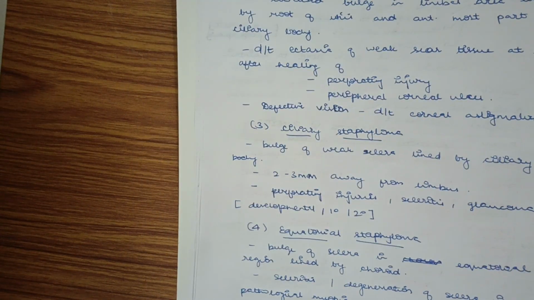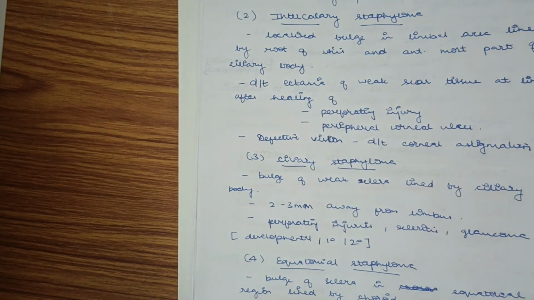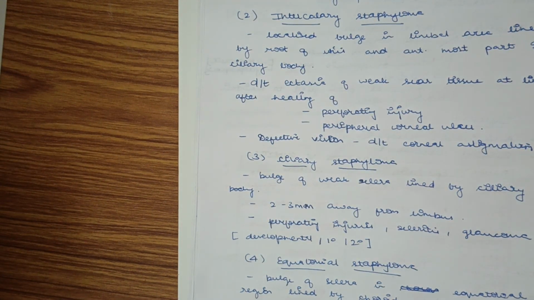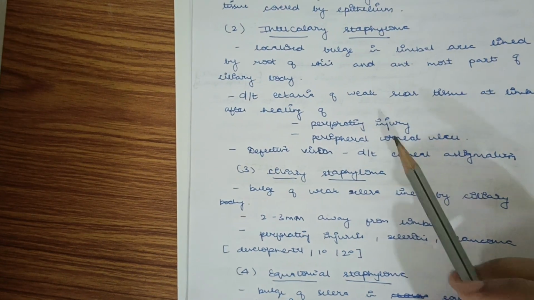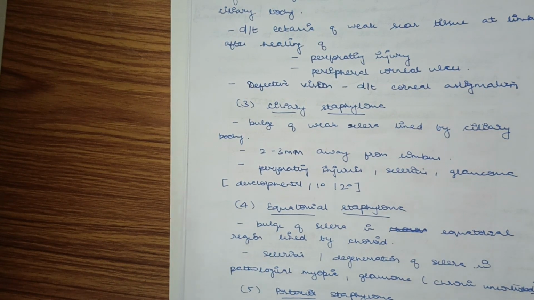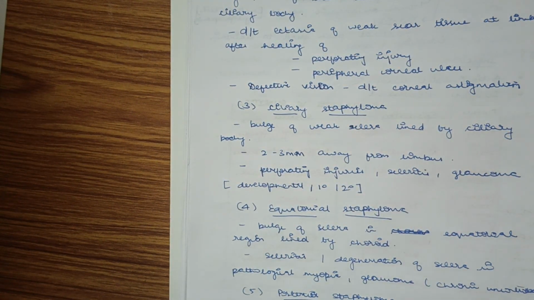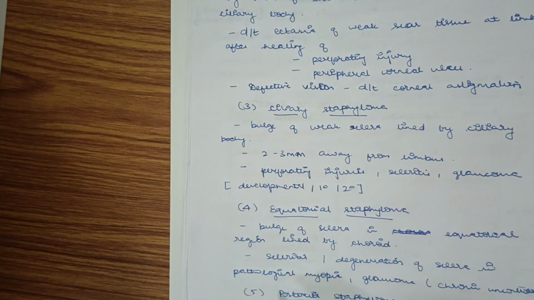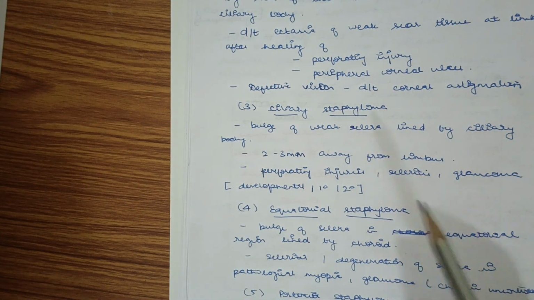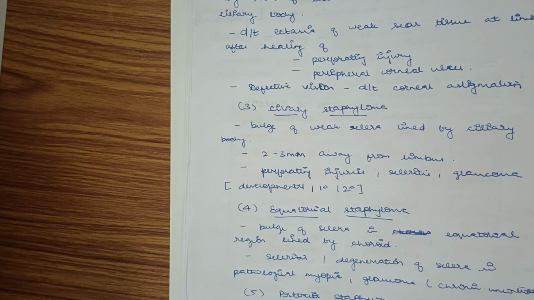So, how to remember the causes of each of these? Perforating injuries is common for everything, whereas in case of intercalary it is due to peripheral corneal ulcer. In case of ciliary, we can remember that it is due to glaucoma or scleritis. In ciliary and equatorial it may be due to glaucoma, and in ciliary, equatorial and posterior staphyloma it is due to scleritis. In equatorial and posterior staphyloma it is due to pathological myopia, including all of these.